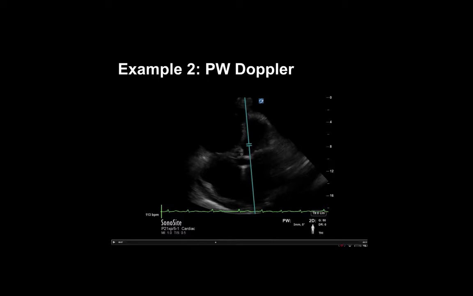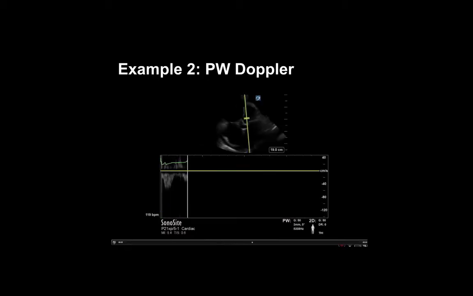Well, flow is going this way, the sampling gate is this way, so we're probably at a 30-degree angle. So we might try and optimize our view a little bit to try and get more parallel. And whatever result we have, we might acknowledge that it might be underestimated a little bit because we're a little bit off axis. But all the same, the operator then presses the Doppler button once more to engage the spectral Doppler tracing.